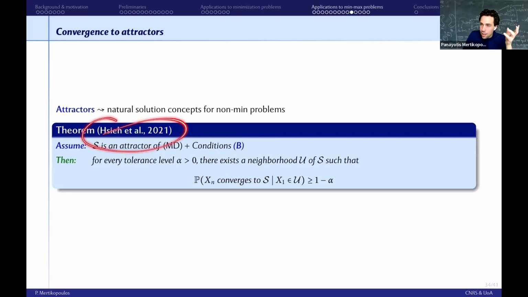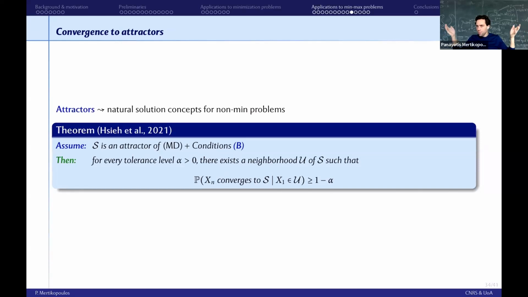And this was the result that we got with Yaping Shi and Volkan in ICML 21, and which initially made us very happy because it told us that if we have a set which is attracting under the mean dynamics, under the continuous time dynamics, then this set will also be attracting for the entire range of algorithms that we've been considering. So we were very happy precisely because these attractors were exactly the sets of critical points in the minimization context.